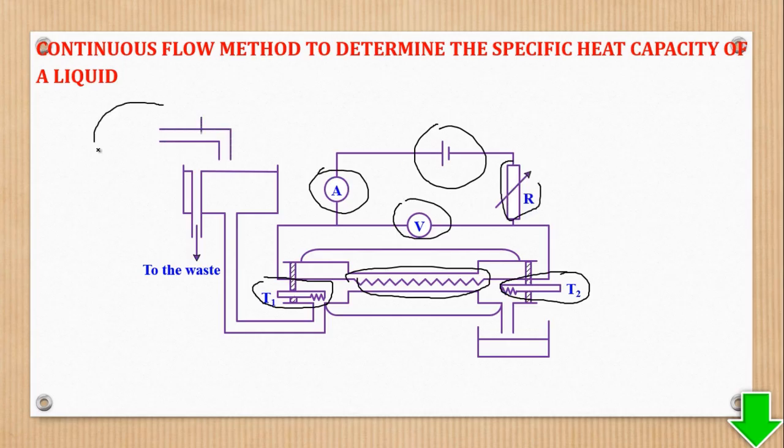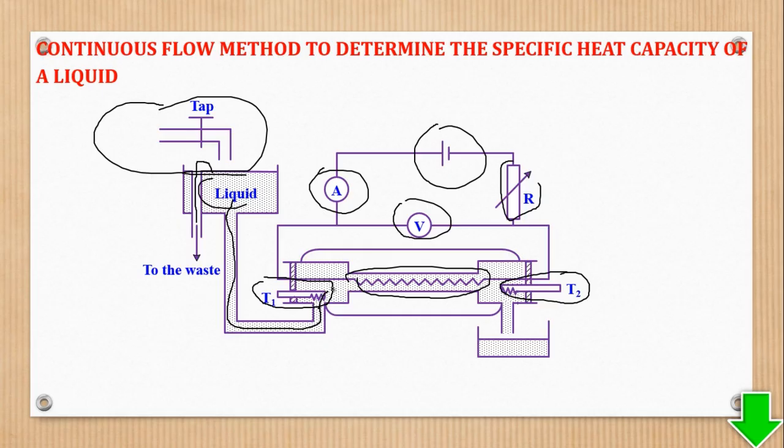Then this is a tap which supplies the liquid whose specific heat capacity is needed. So this is the liquid, it doesn't exceed this height. When it tries to exceed, it just goes through the waste. So this liquid will come like this, and when it reaches here, this thermometer will measure its temperature, and we call it the inlet temperature.